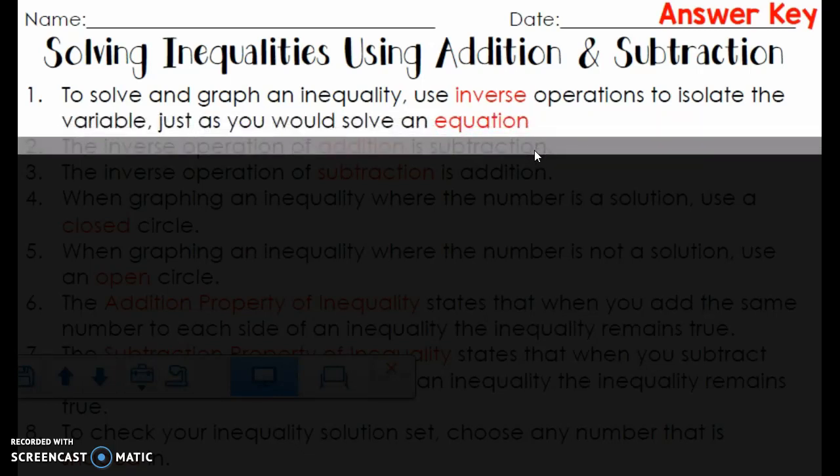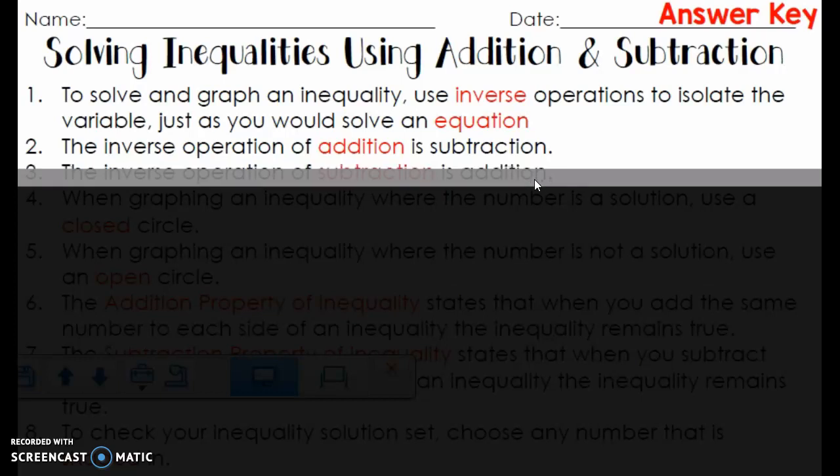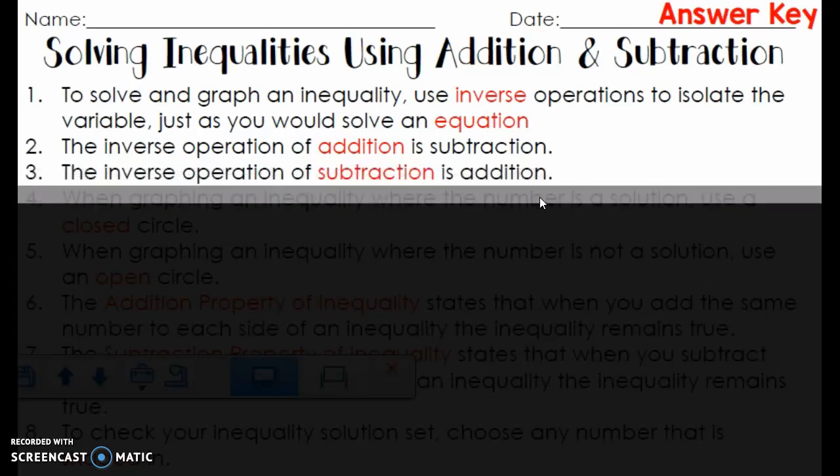I hope you noticed that when we just solved this inequality, we did it in the exact same way we would have an equation. It just gets people a little bit nervous when they see the inequality signs. It seems more complicated. It is not complicated. It's the same as an equation. So number two says the inverse operation of addition is subtraction. Three says the inverse operation of subtraction is addition. You already know all of those things. Numbers four and five are review.